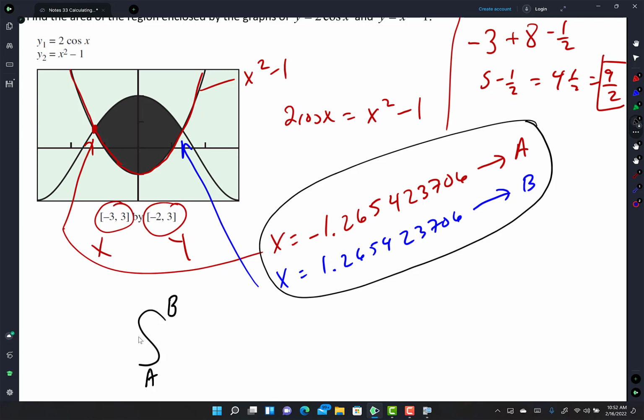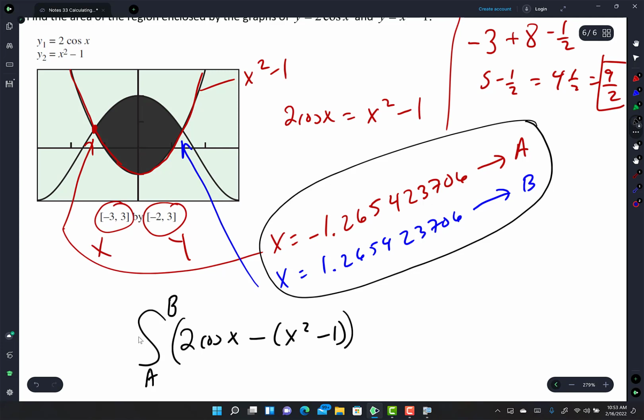All right. Which one's on top? Yeah, perfect. 2 cosine x. Which one's in the bottom? X squared minus 1. Make sure if you're going to put it in parentheses and not distribute the negative, make sure you do that. And make sure you put your dx, because without the dx, you really don't have something to sum. You're just adding up a whole bunch of heights. Are we okay so far, guys?